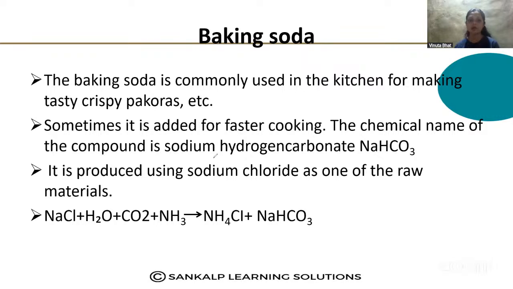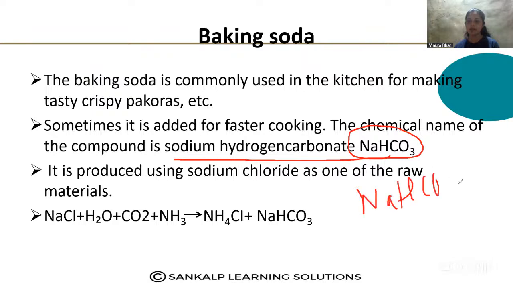The chemical name of the compound is sodium hydrogen carbonate, NaHCO3. Sodium hydrogen carbonate, NaHCO3. That is the sodium hydrogen carbonate. It is produced using sodium chloride as one of the raw materials.